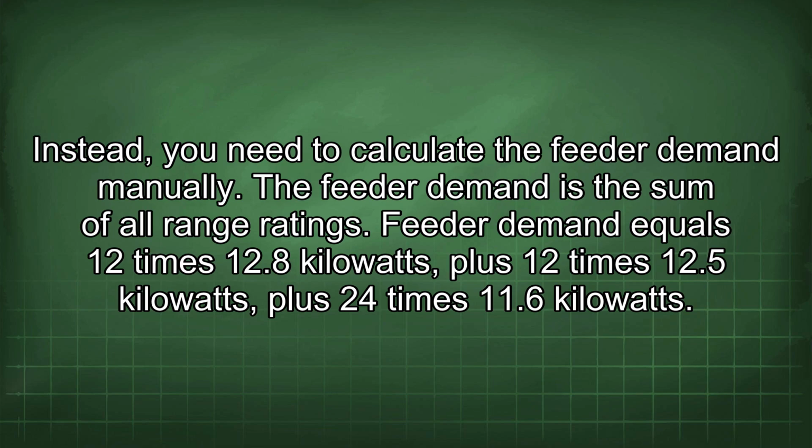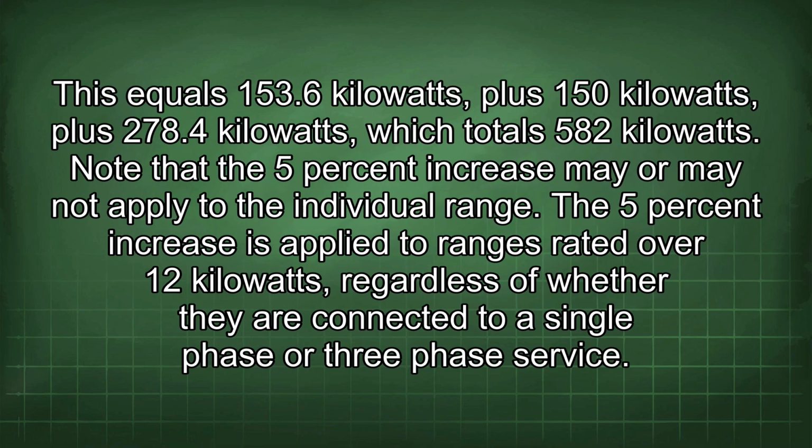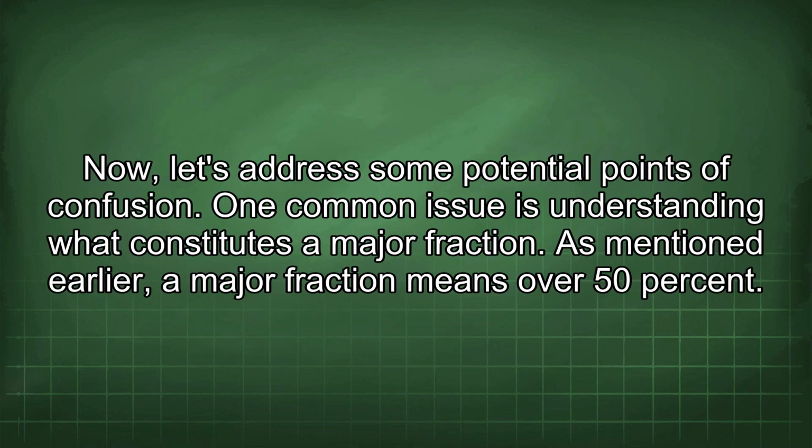The feeder demand is the sum of all range ratings. Feeder demand equals 12 times 12.8 kilowatts plus 12 times 12.5 kilowatts plus 24 times 11.6 kilowatts. This equals 153.6 kilowatts plus 150 kilowatts plus 278.4 kilowatts, which totals 582 kilowatts. Note that the 5% increase may or may not apply to the individual range. The 5% increase is applied to ranges rated over 12 kilowatts, regardless of whether they are connected to a single-phase or three-phase service.